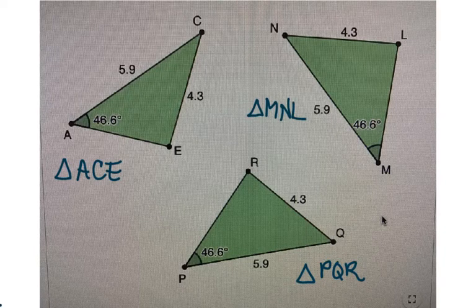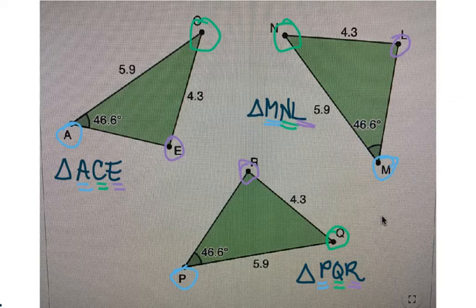Okay, so that means that if I look at triangle PQR, P and M need to be corresponding, and P and A have to be corresponding. Just like C has to correspond with Q, and N has to correspond with Q, and R has to correspond with L, and R has to correspond with E. So that helps me map and get everything lined up. So I'm going to go ahead and color code them just so you see what I've done.